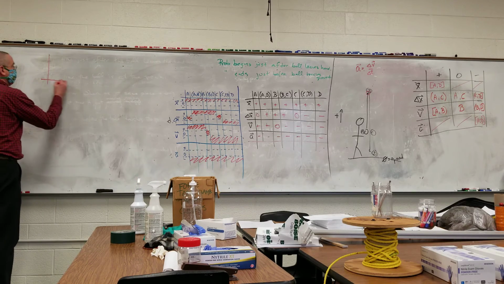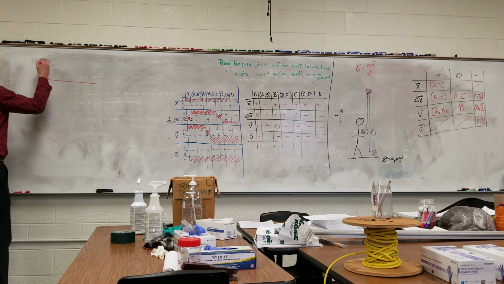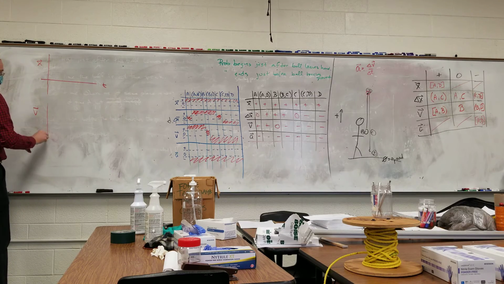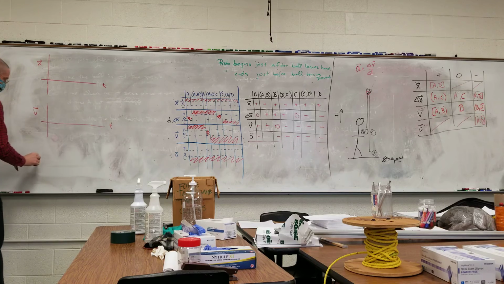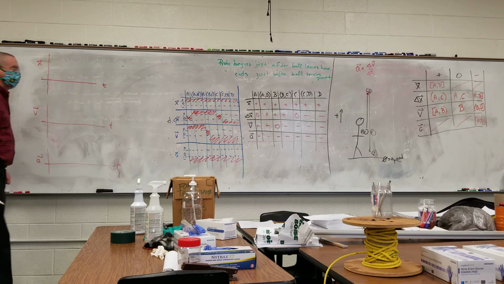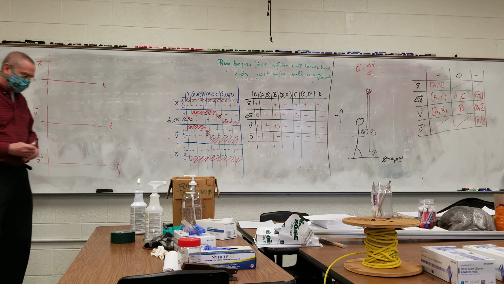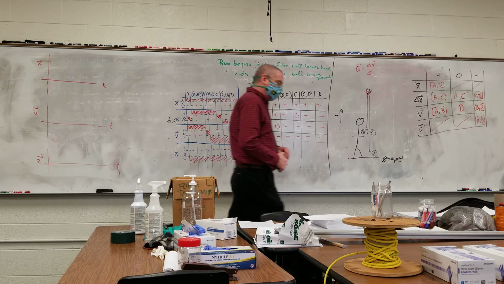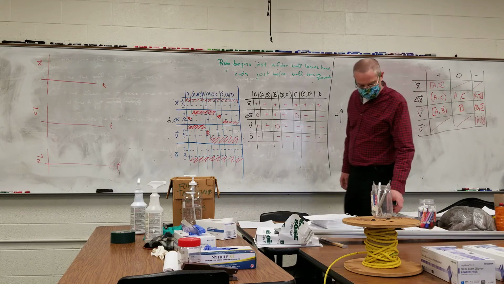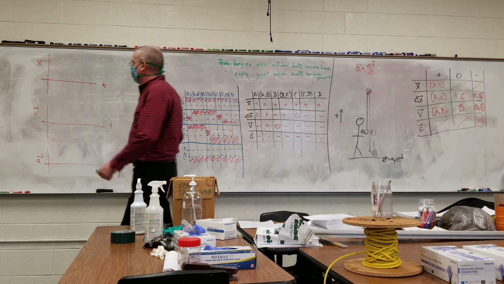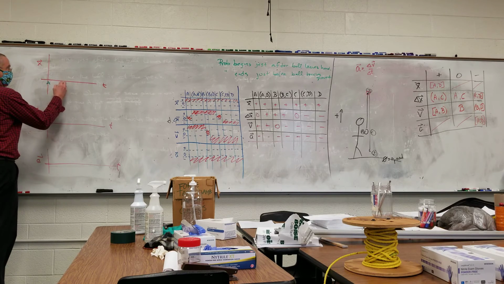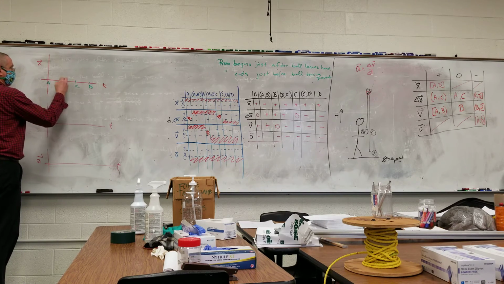So if I did a position versus time graph, velocity versus time graph, and acceleration versus time graph, this is something I've started in the last couple of years, I want you to sketch a graph of what's going on. Now, in this particular case, we have 4 moments in time. We have A, B, C, and D.